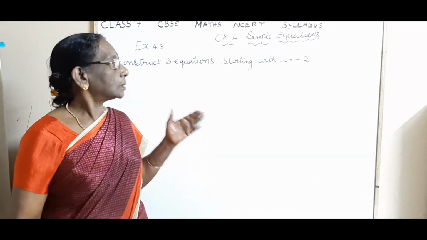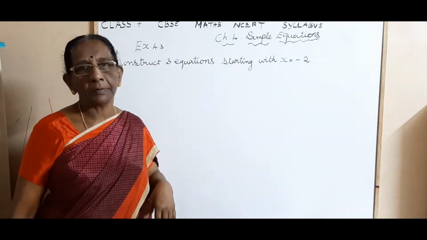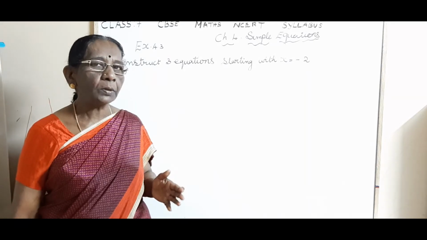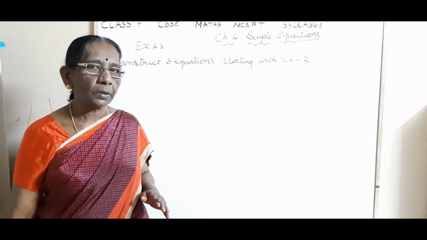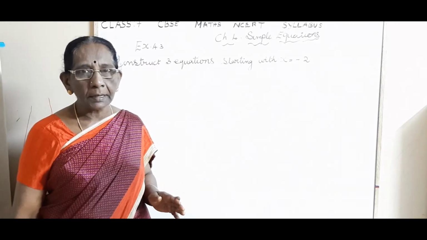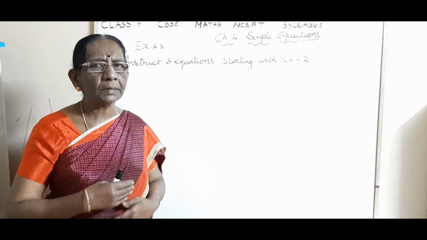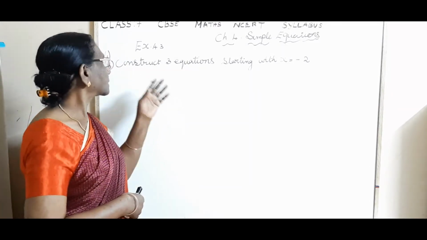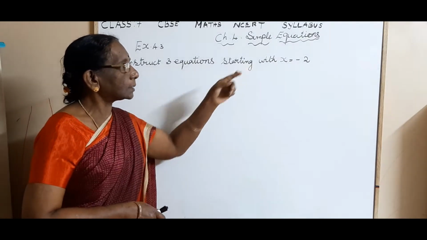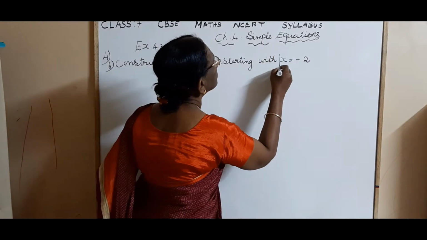Till now, that is before this session, we were solving the equations. The equations were given as questions and we solved those equations and found the solution. Isn't it, children? But in this session, it's given something reverse. What is the reverse of that? Construct three equations starting with x is equal to minus 2. What is this x is equal to minus 2?